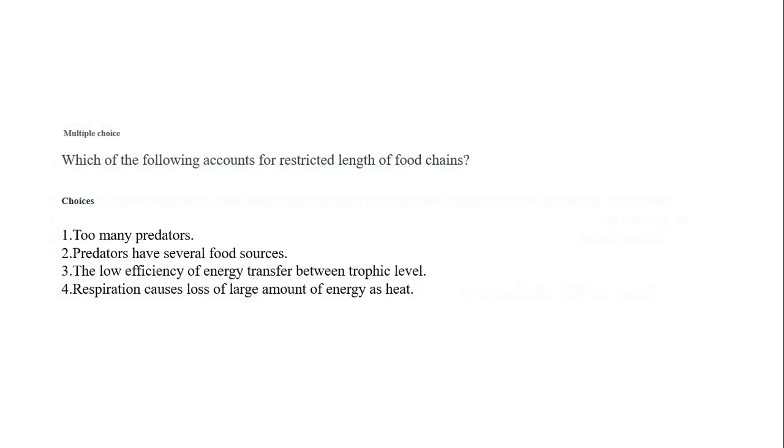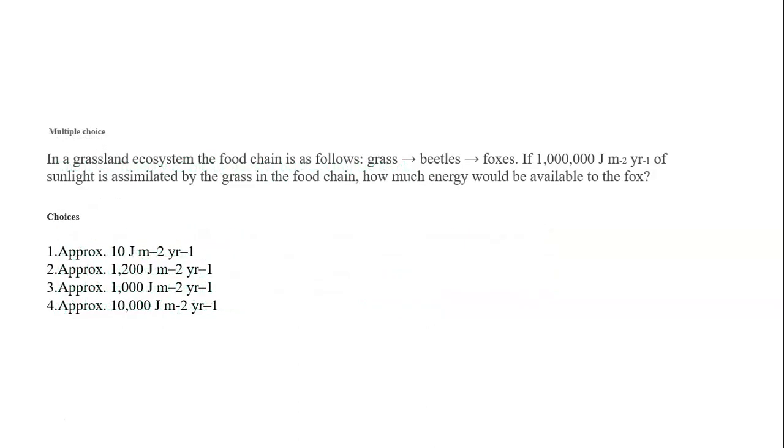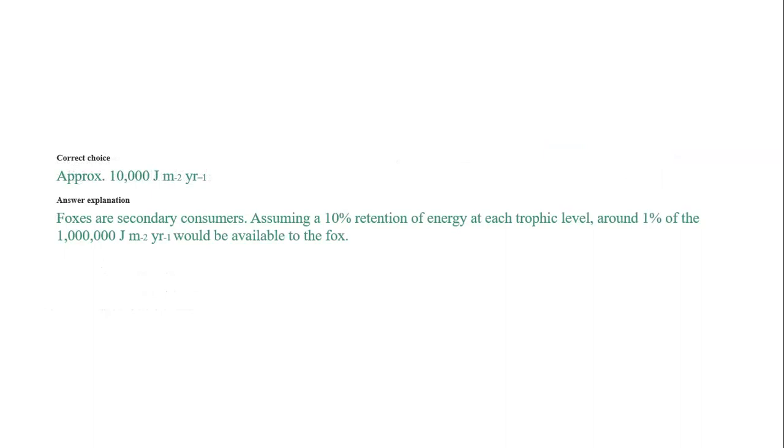Okay, let's go and answer a few questions. Which of the following accounts for restricted length of food chains? Pause the video and answer. The low efficiency of energy transfer between trophic levels. Next, in a grassland ecosystem, the food chain is as follows: grass, beetles, foxes. If 1 million joules per square meter per year of sunlight is assimilated by the grass in the food chain, how much energy would be available to the fox? So you should be able to calculate based on the 10% kept and 90% loss. Yes, you got it right, 10,000 joules per square meter per year.